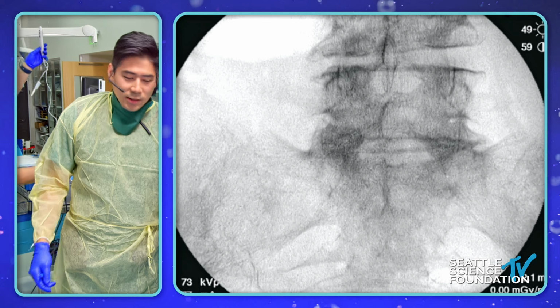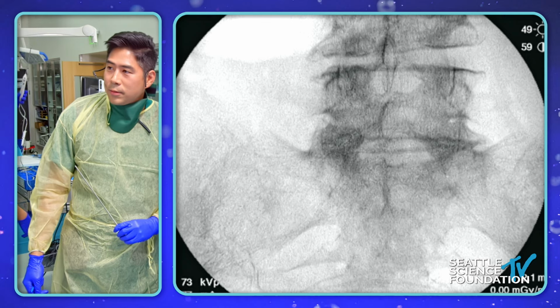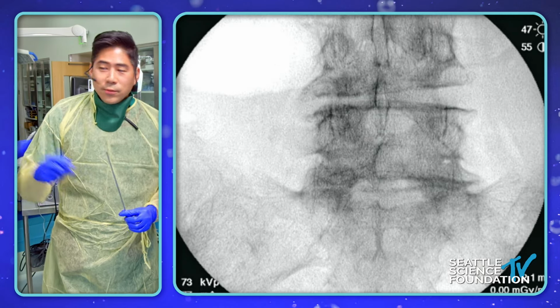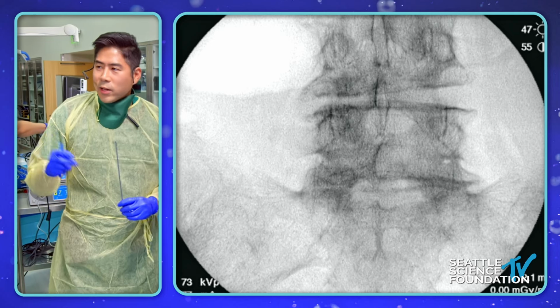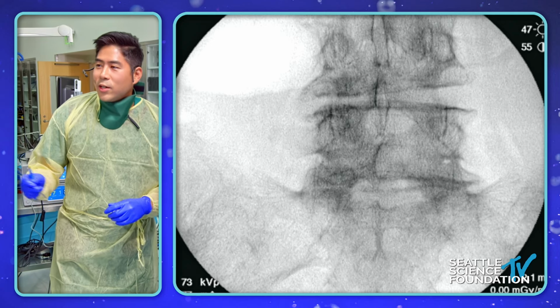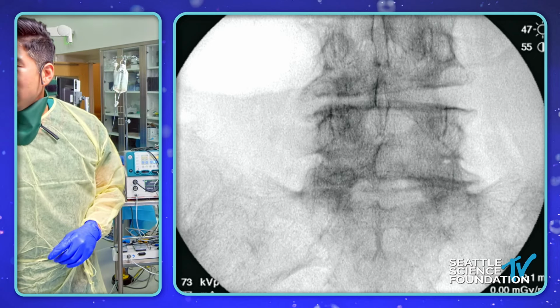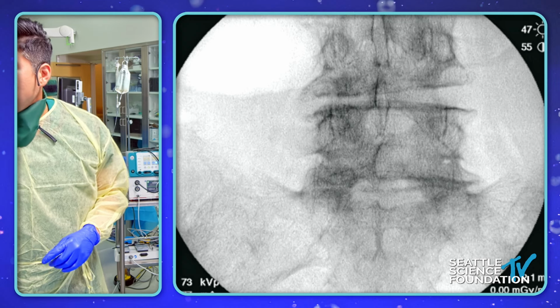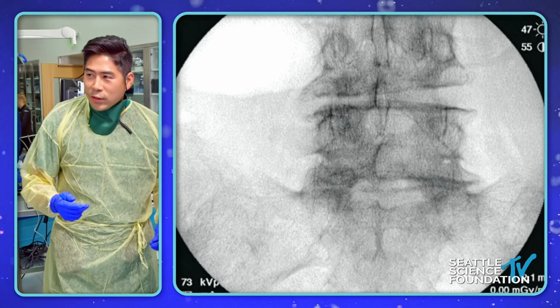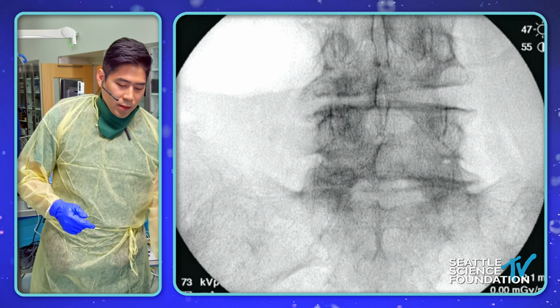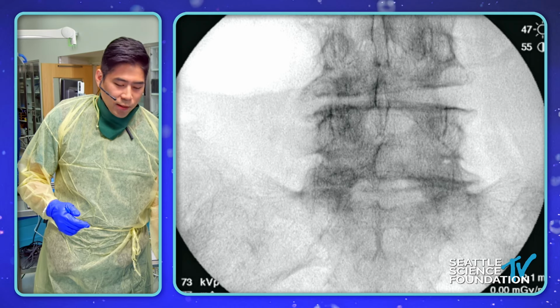So that's good. Try to take a shot there. Okay, I think this is good enough for cadavers. So you see the end plate, the pedicle of L5, relatively crisp. So I think that's reasonable. So take a shot here.